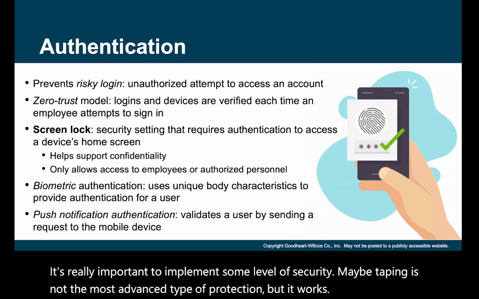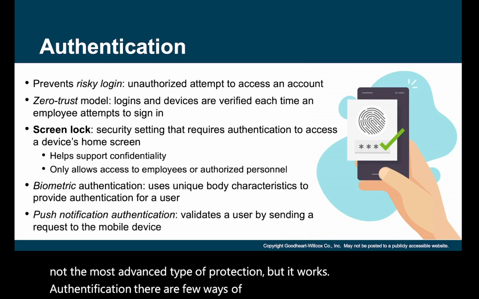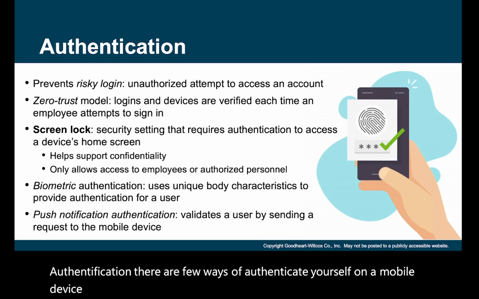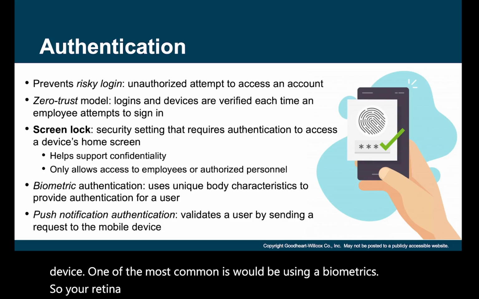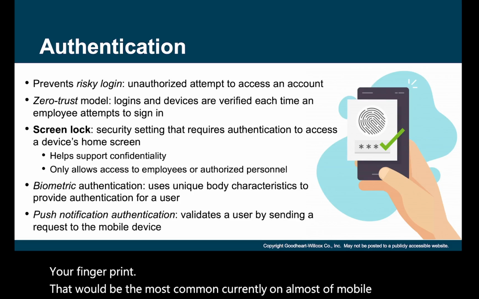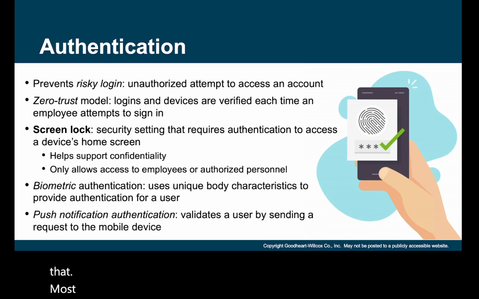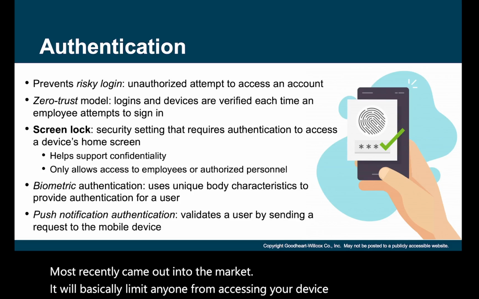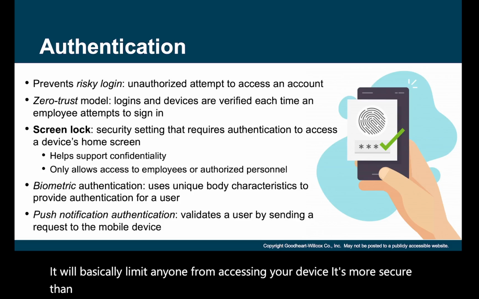Authentication. There are a few ways of authenticating yourself on a mobile device. One of the most common would be using biometrics, so your retina scanner or your fingerprint, which is currently the most common on most mobile devices that recently came out on the market. It will basically limit anyone from accessing your device. It's more secure than a screen lock with a passcode, especially if someone is using only a 4-digit passcode.